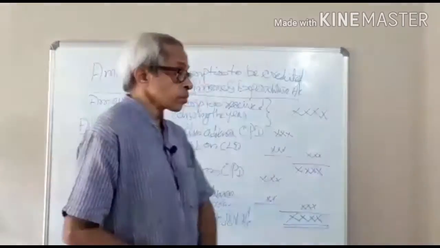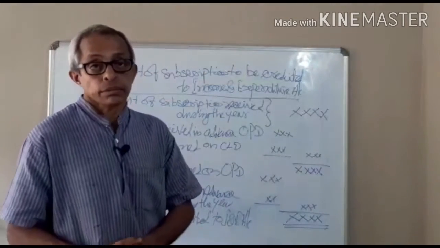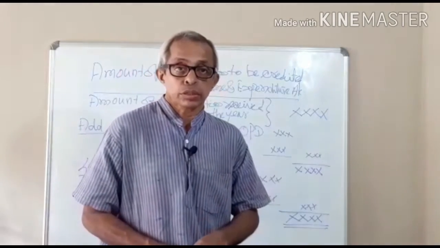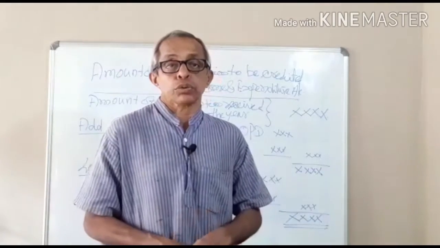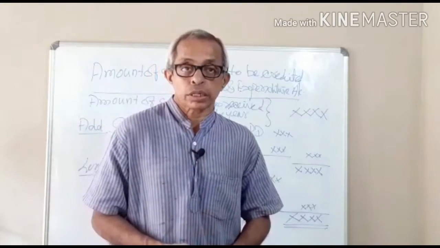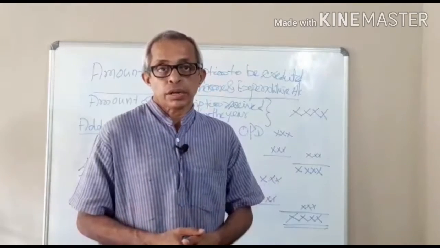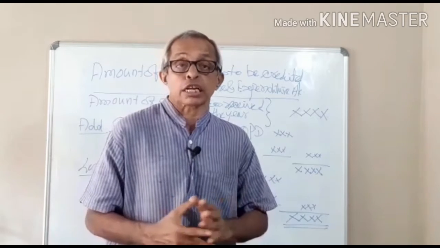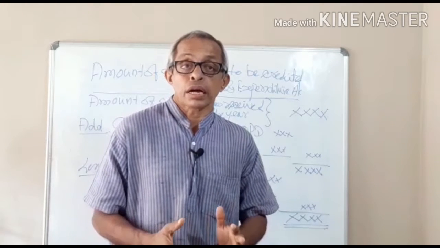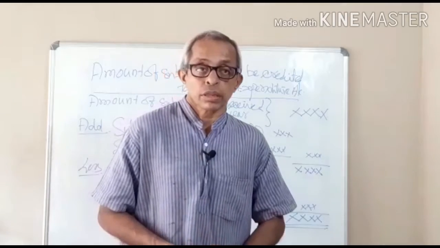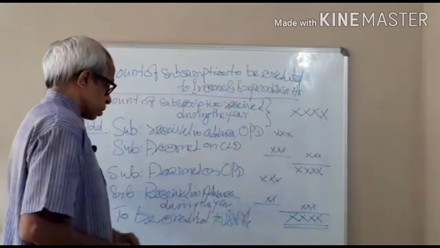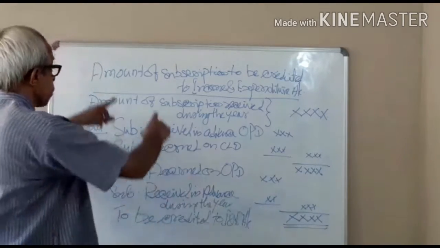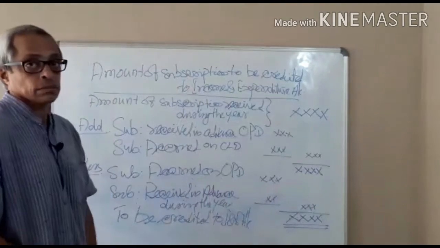Dear students, today we are going to study how the amount of subscription to be credited to Income and Expenditure Account is arrived at from the figures that are available in Receipts and Payments Account and other adjustments given. So, in order to find out the amount to be credited to Income and Expenditure Account, we have to prepare a statement like this.